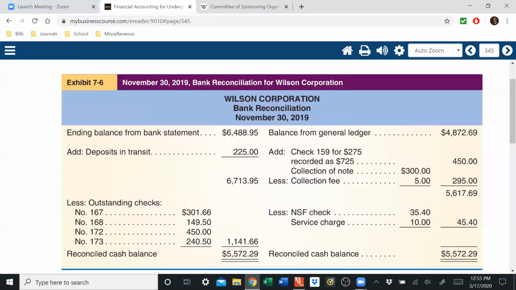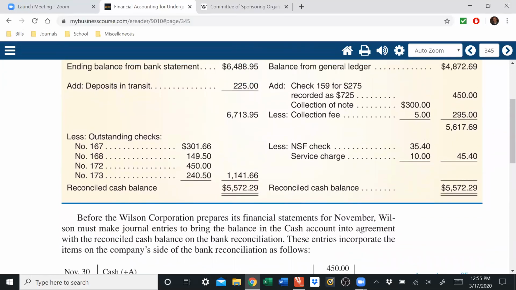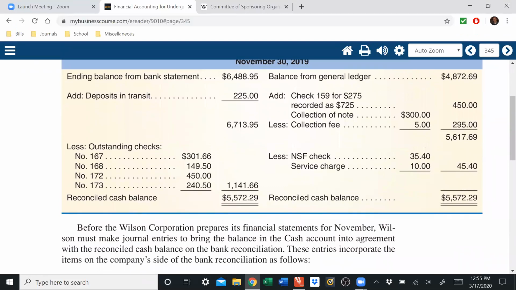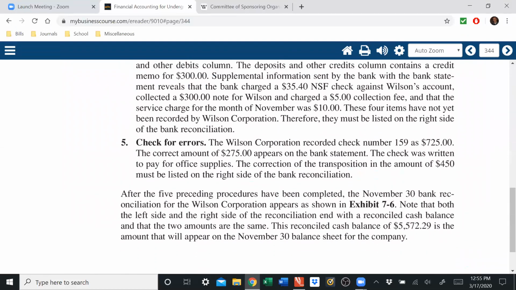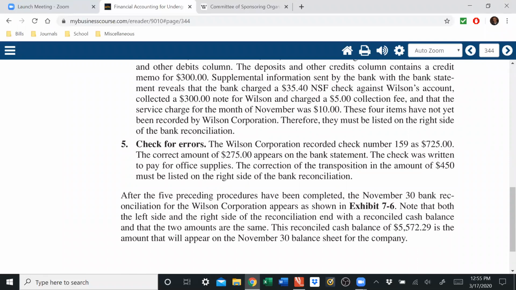Another thing I want to point out here, and then I'm going to be done. I'll ask for questions and then I'll be done, is these errors. There's one thing you can do. You see, this is a transposition error. They should have recorded 275, because that's what they wrote the check for, but they recorded 725. They just transposed the 7 and the 2. Look at what the error is. The difference between 725 and 275 is $450.